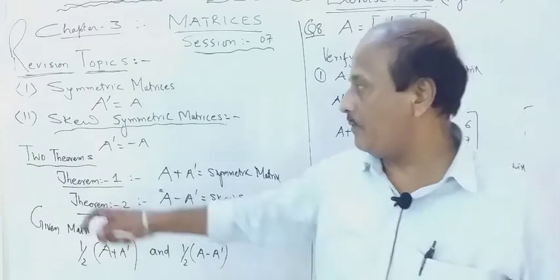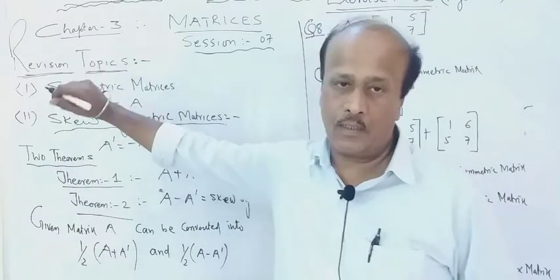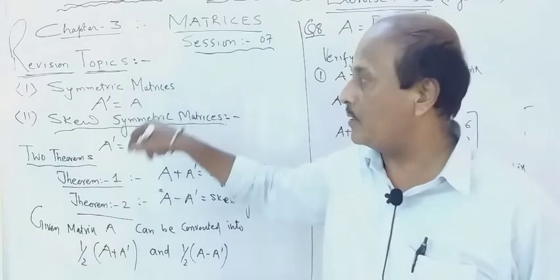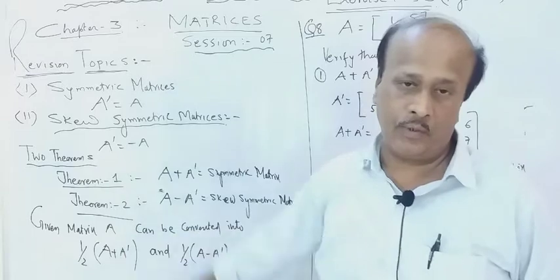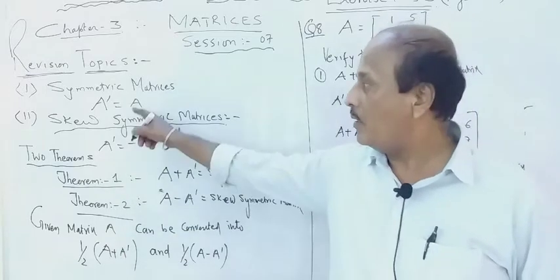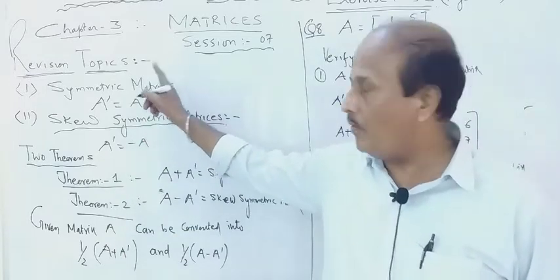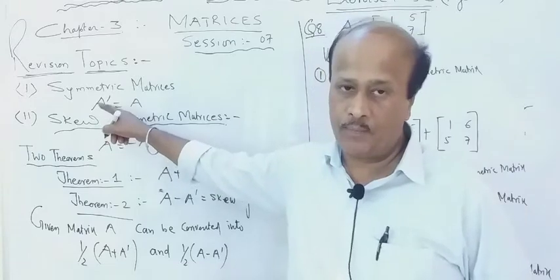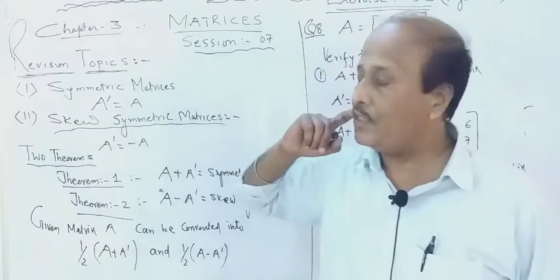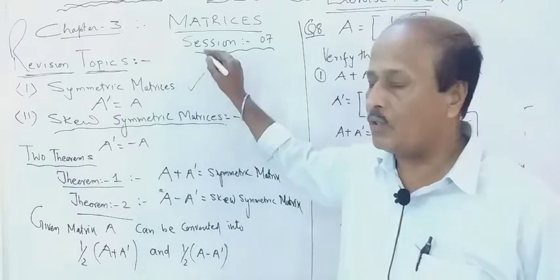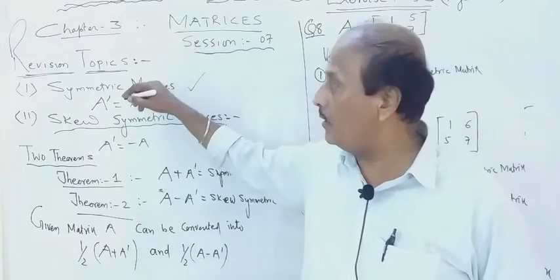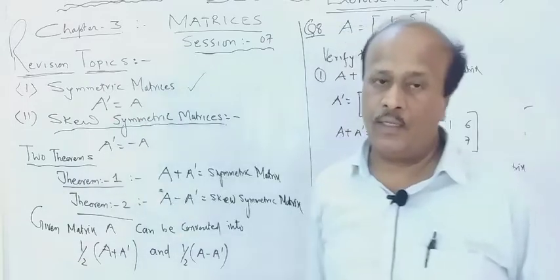One of the topics which we did in the previous session was symmetric matrices. The definition of symmetric matrices, which I told you in the previous session, was: in a square matrix, when you are finding the transpose, if the transpose is equal to the given matrix, then it is called a symmetric matrix. It's a revision topic, but being an important topic, we are revising again.